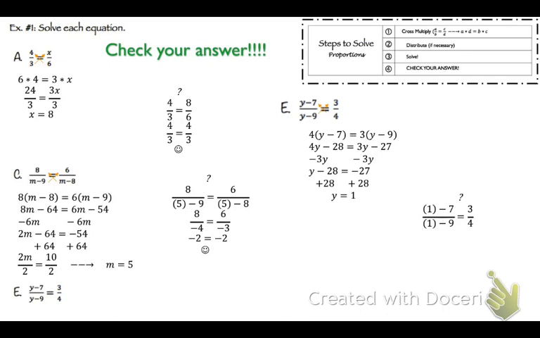So that's negative 6 over negative 8 equals 3/4. Negative 6 divided by negative 8 reduces to positive 3/4. So 3/4 equals 3/4, and we're good. Okay? So that's when you're solving proportions. You cross multiply, you distribute, then you solve, and then you check your answer. Okay, last step always is to check your answer.